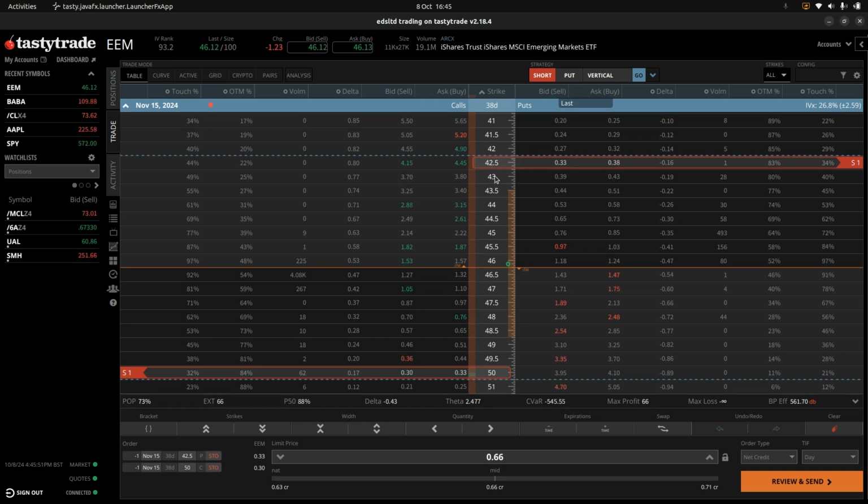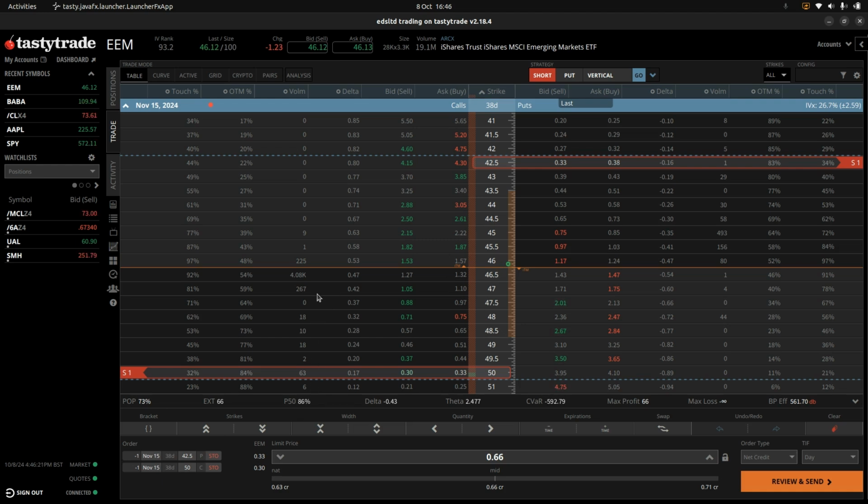And as we can see, our contracts here are outside of the expected move. And this is going to lead to a high probability of success on this trade. We can see that in the bottom left corner here, we've got a probability of profit of 73%. And if we wanted to get out of this position at 50% of max profit, we've got an 87% chance of that happening. So this is a very high probability trade that we're looking at here.